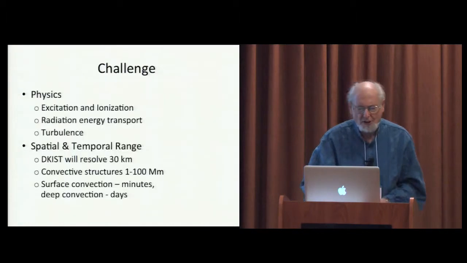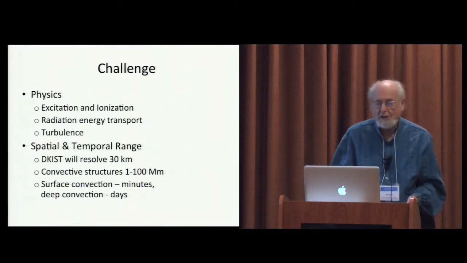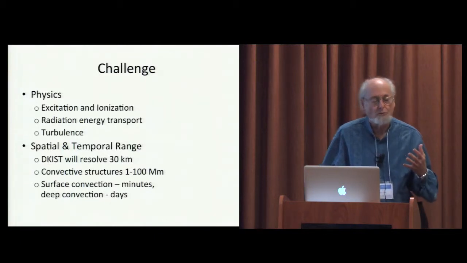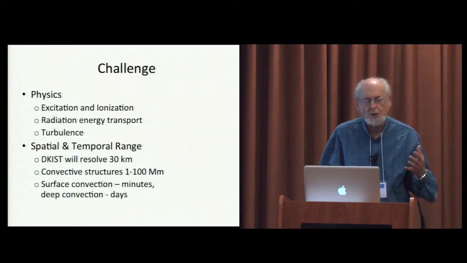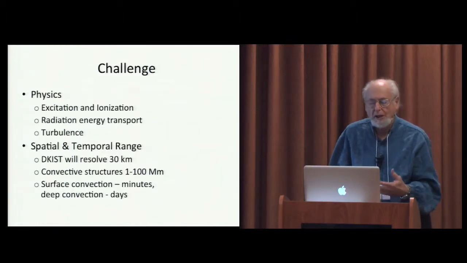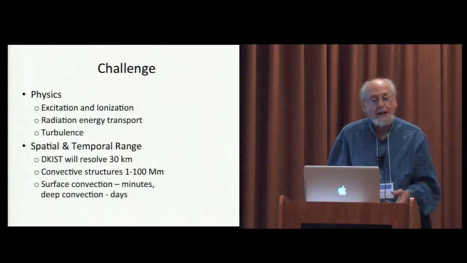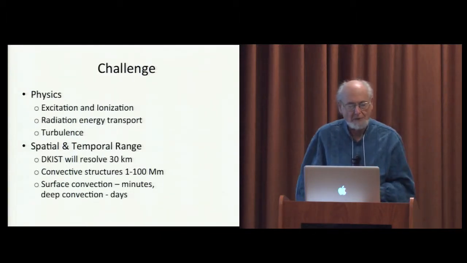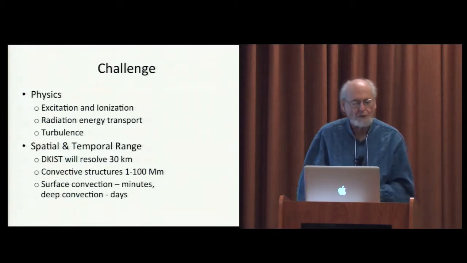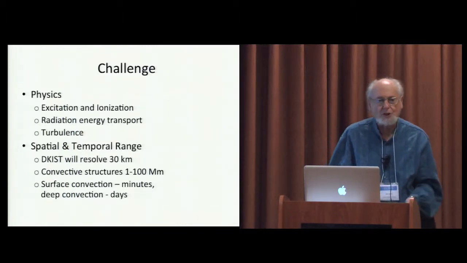And the challenge is, as Brian was saying earlier, somewhat similar. First place, it's the physics. In order to have something that's reasonably like the sun, you need to include a lot of the physics of the atoms, the excitation and ionization. You need to include the radiation emission and absorption and transport, and it's a very, very turbulent medium. Also, as in the case for the galaxies and star formation, there's a wide range of spatial and temporal scales.